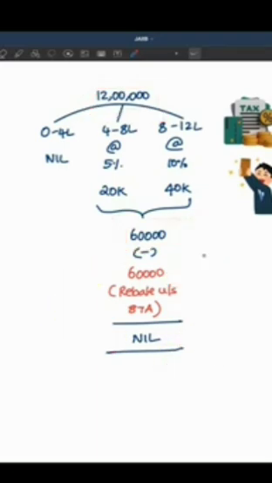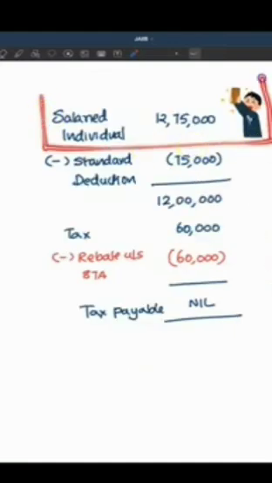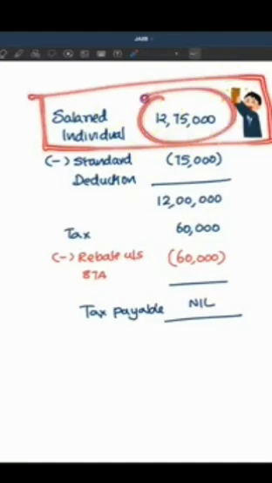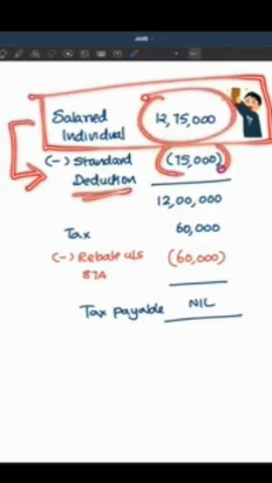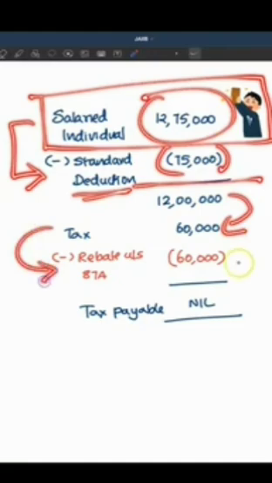Then how do we say up to 12.75 lakhs it is nil in case of salaried individuals? Okay, let's take the case of a salaried individual who is getting a salary of 12,75,000. He is actually eligible for a standard deduction of 75,000 as per the latest budget. It means 12,75,000 minus 75,000, his income is going to be 12 lakh only, on which the tax payable will be 60,000, but he'll be eligible for a rebate of 60,000, so the net tax payable will be nil.